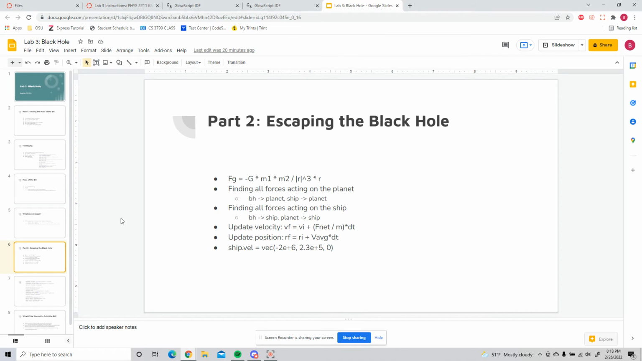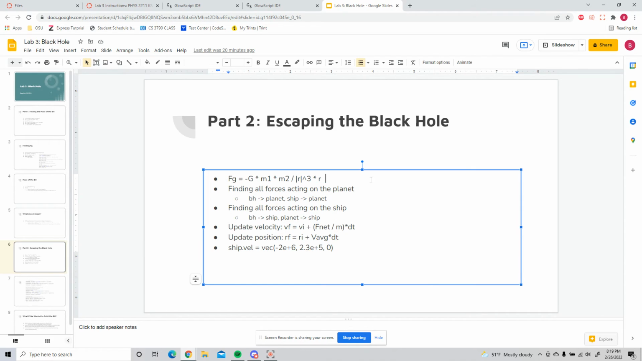Part two of the lab was escaping the black hole, where we had a spaceship and we wanted it to graze the black hole but at the same time blast past it. We were given all the masses of the black hole, the planet, and the ship. We wanted to find all the forces acting upon the planet so we could measure the planet's kinematics. We also wanted to find all the forces acting on the ship so we could find the initial velocity that the ship needs in order to blast past the black hole.